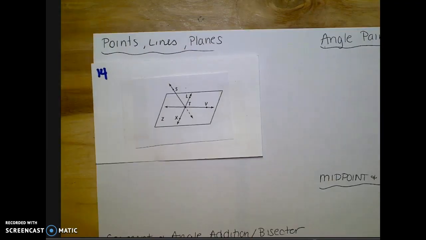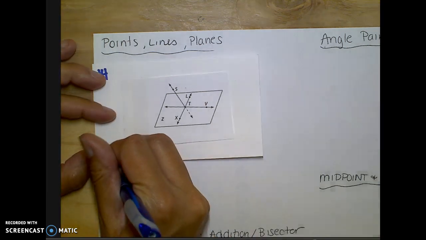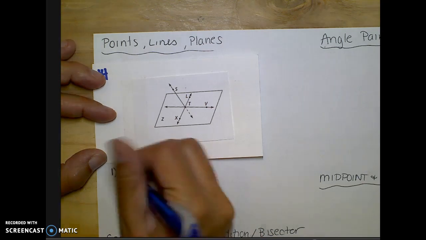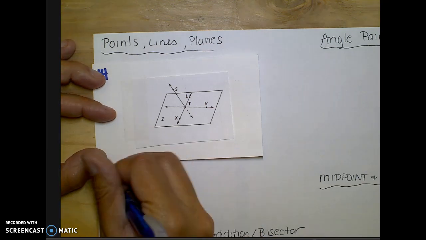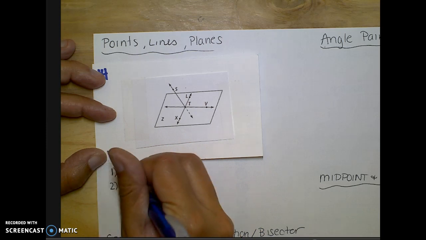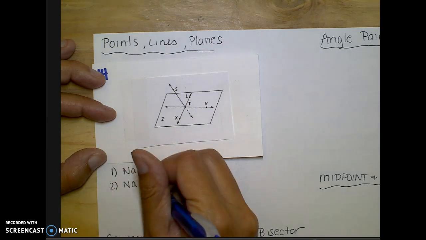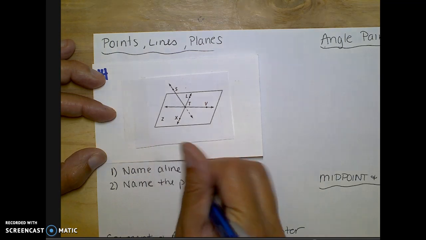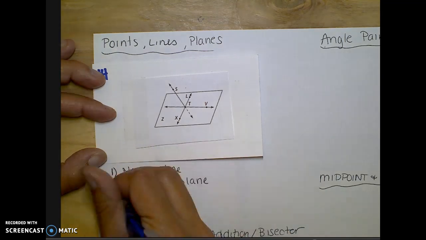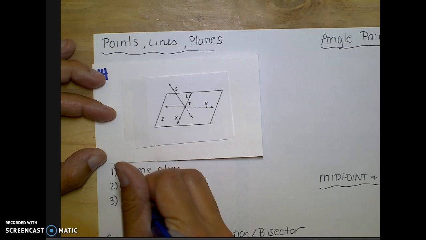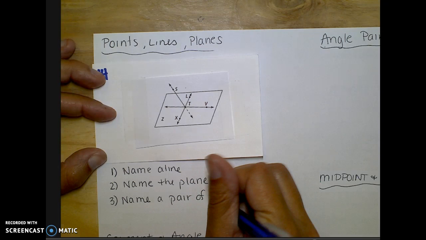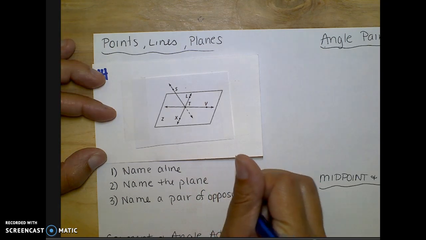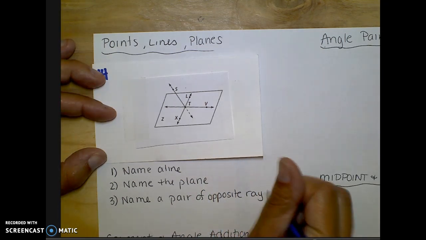So I'm going to give you some practice problems to try, and then I'm going to post a picture of all the answers afterwards. So name a line. Name the plane. Name a pair of opposite rays. And then one last one.